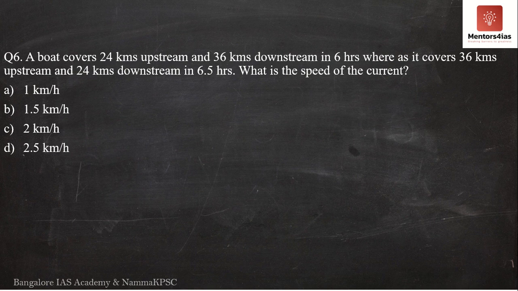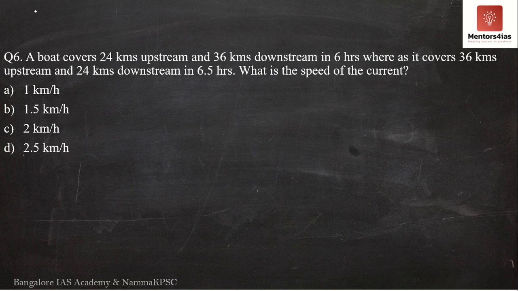Now, the sixth question says a boat covers 24 kilometers upstream and 36 kilometers downstream in 6 hours, whereas it covers 36 kilometers upstream and 24 kilometers downstream in 6.5 hours. What is the speed of the current? Now, if you look at this, this question is very similar to the previous question.